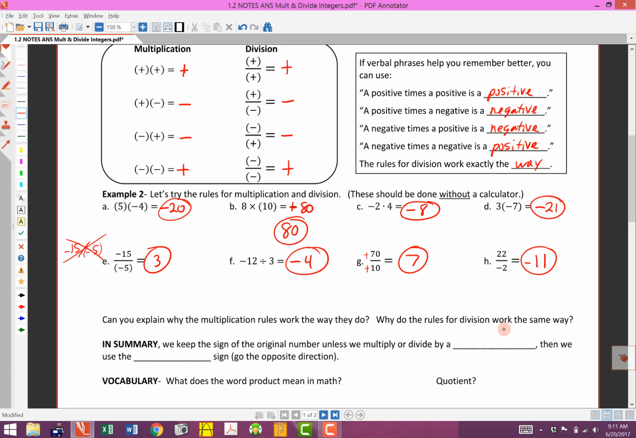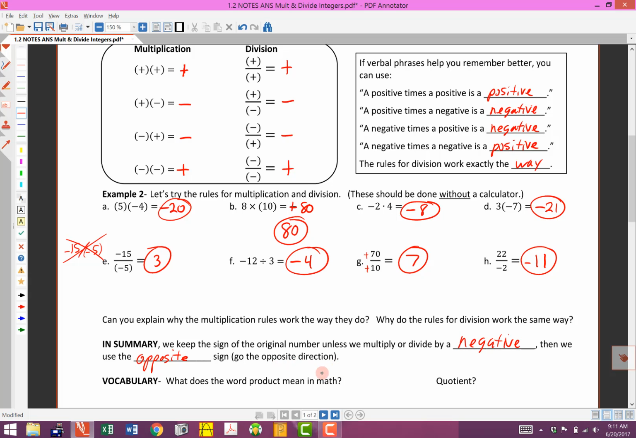Well, let's just summarize this. The bottom line is we keep the sign of the original number unless we multiply or divide by a negative. And if we multiply or divide by a negative, then we use the opposite sign. In other words, we go the opposite direction. Let me make that look just a little bit better there. Okay, we go the opposite direction because that's what negative means.